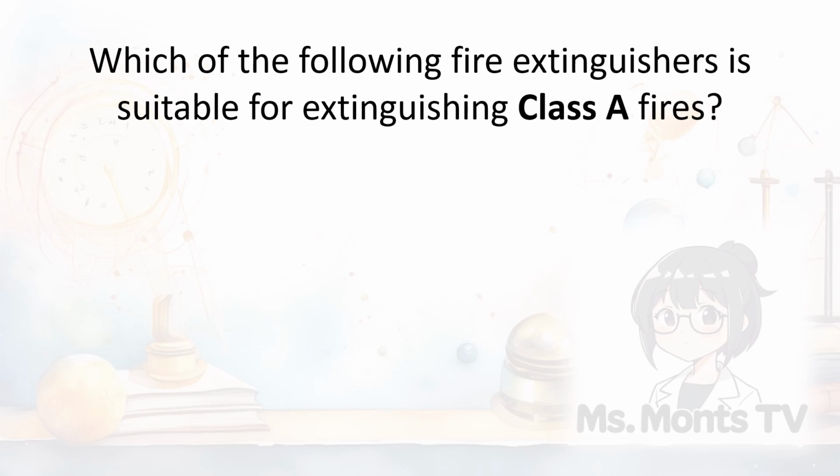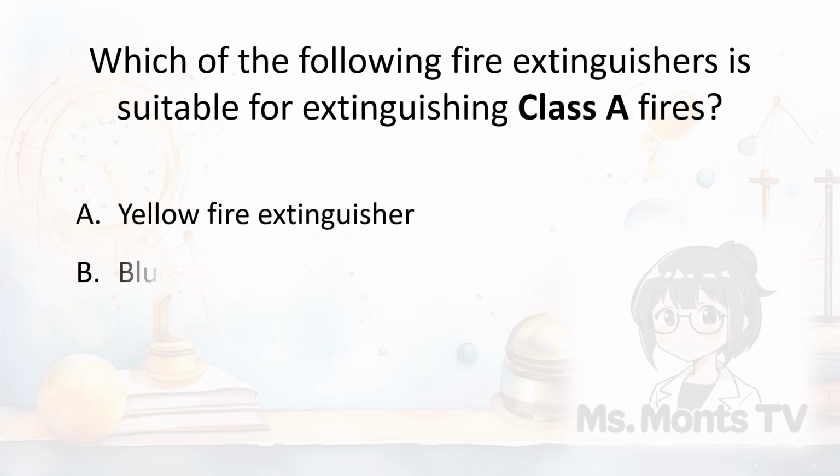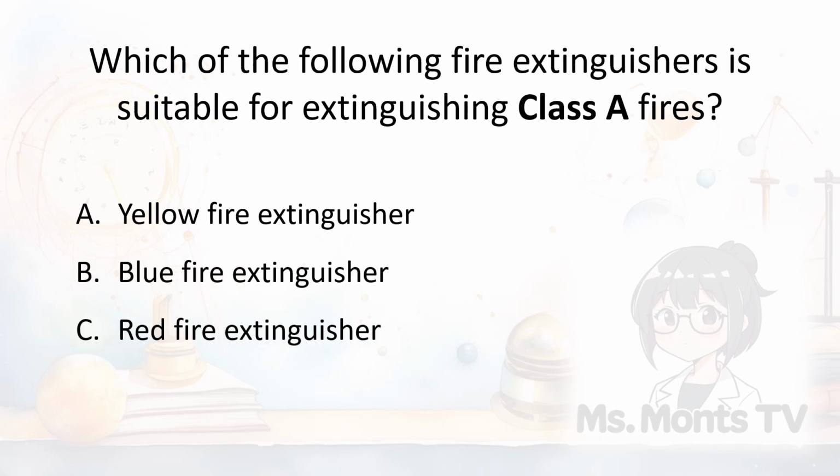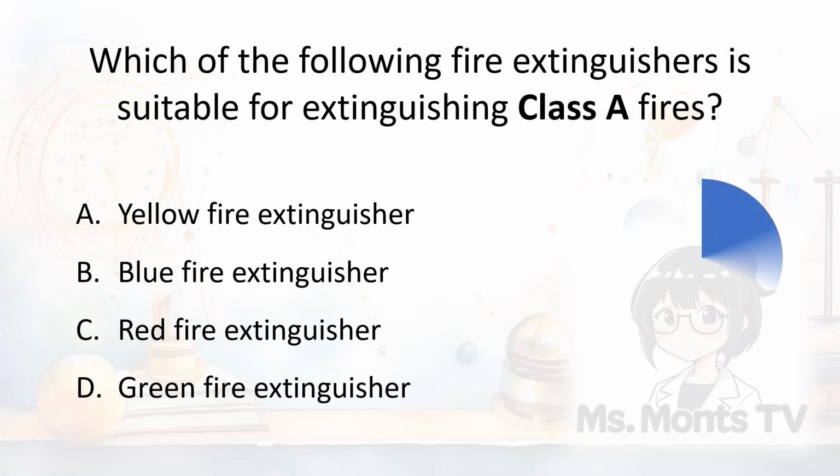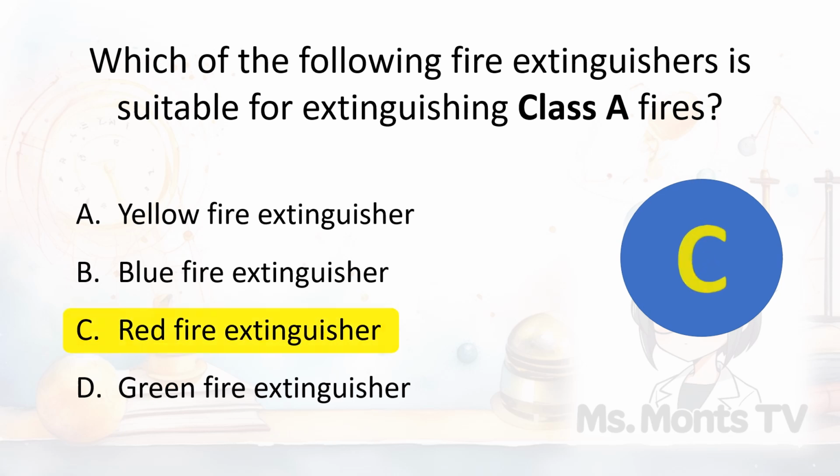Which of the following fire extinguishers is suitable for extinguishing Class A fires? A. Yellow fire extinguisher, if you remember the labels of the fire extinguishers. B. Blue fire extinguisher. C. Red fire extinguisher. Or D. Green fire extinguisher. The answer is C. Red fire extinguisher.